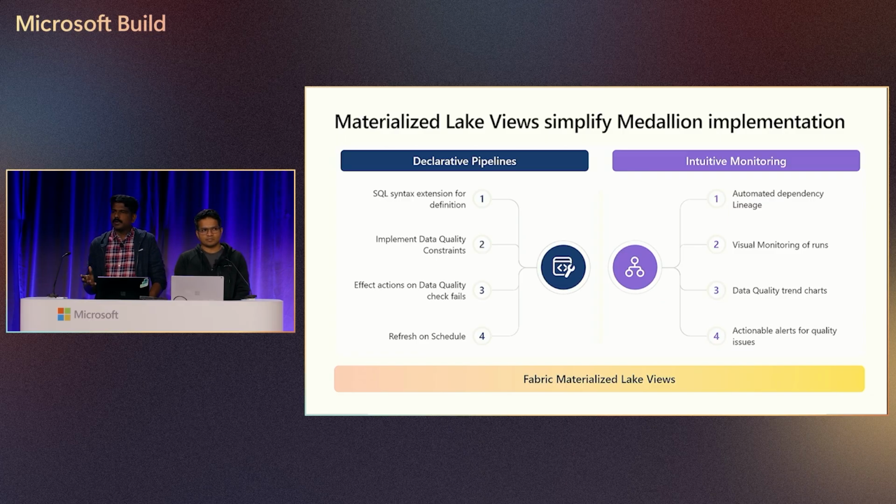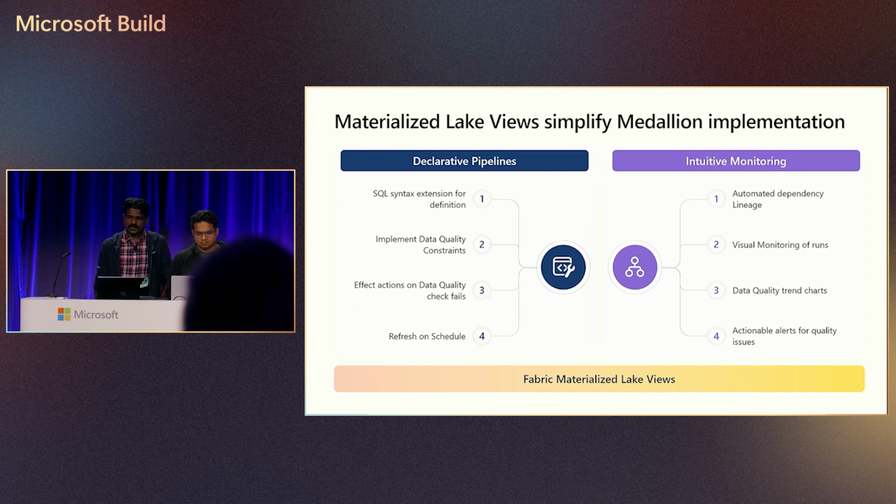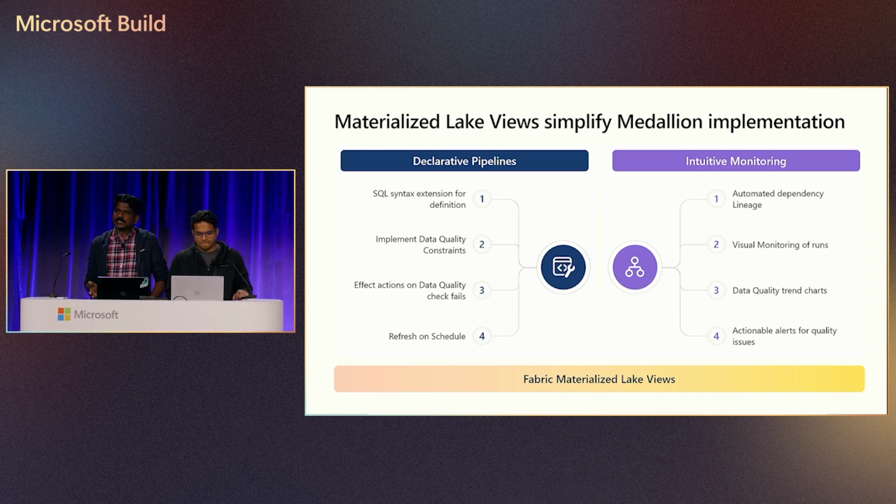And also, defining is only half done. You want to see what is happening in real time, right? That is where our intuitive monitoring comes into the picture. So imagine you can see a lineage view of all your data elements in a visual graph with a clear indication of the status of pipeline runs, and also an indication of what is going wrong. Also imagine having a data quality trend over time. That's what we get in this feature.